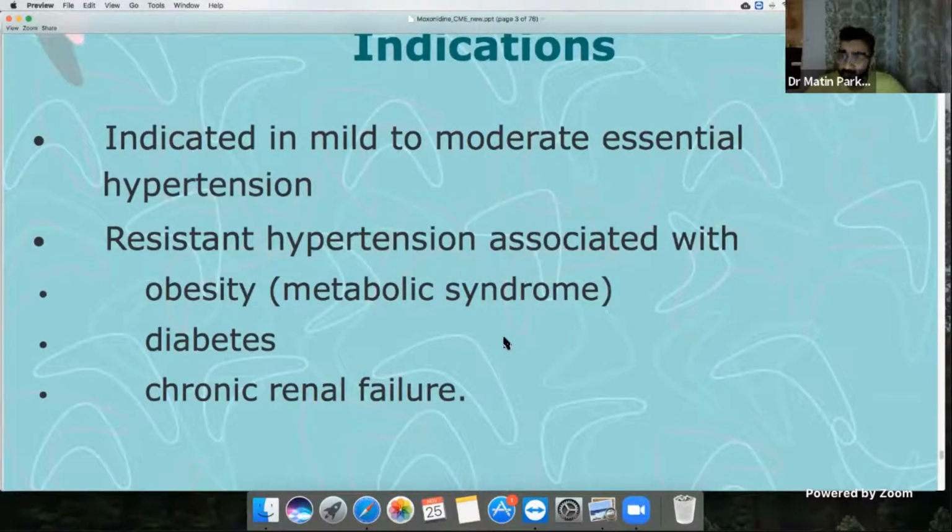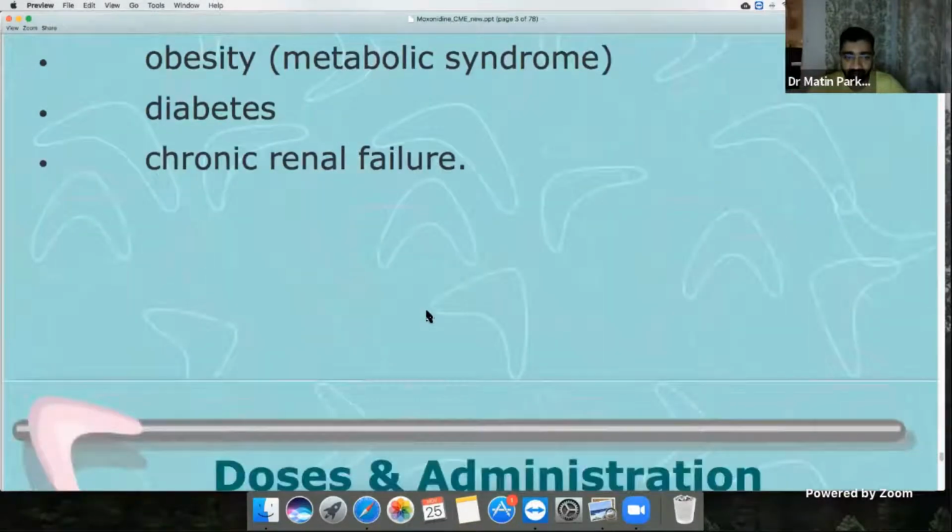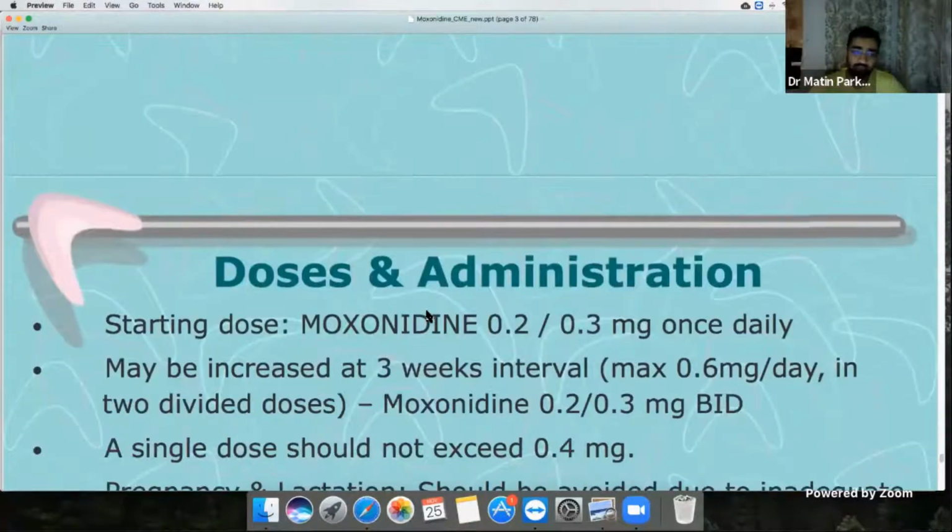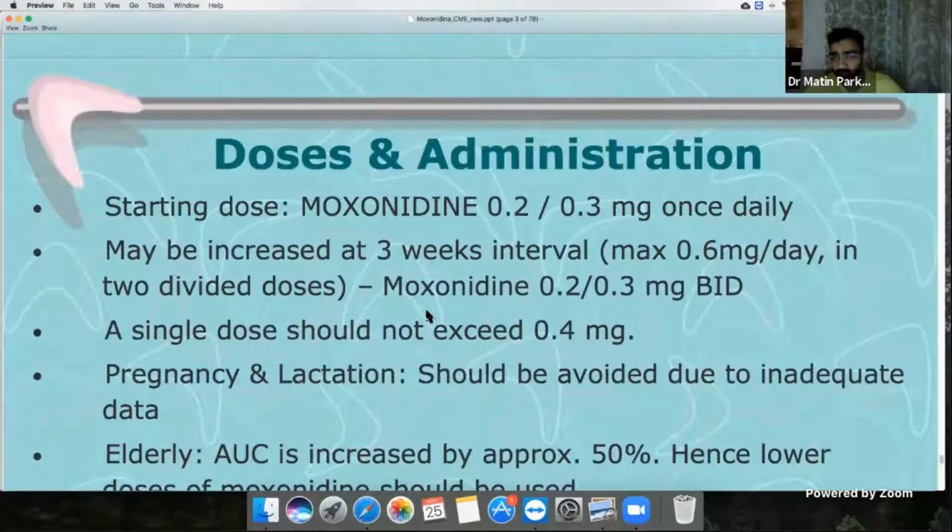There are studies quoting starting of antihypertensive therapy with Moxovas in mild to moderate cases. Of course, in resistant hypertension cases with metabolic syndrome, obesity, diabetes, or chronic renal failure, Moxovas is the drug of choice, a centrally acting drug. Doses, we all know: the dose is 0.2 to 0.3 milligrams once daily, may be increased up to 0.6 milligrams per day, but usually it should be given in divided doses.